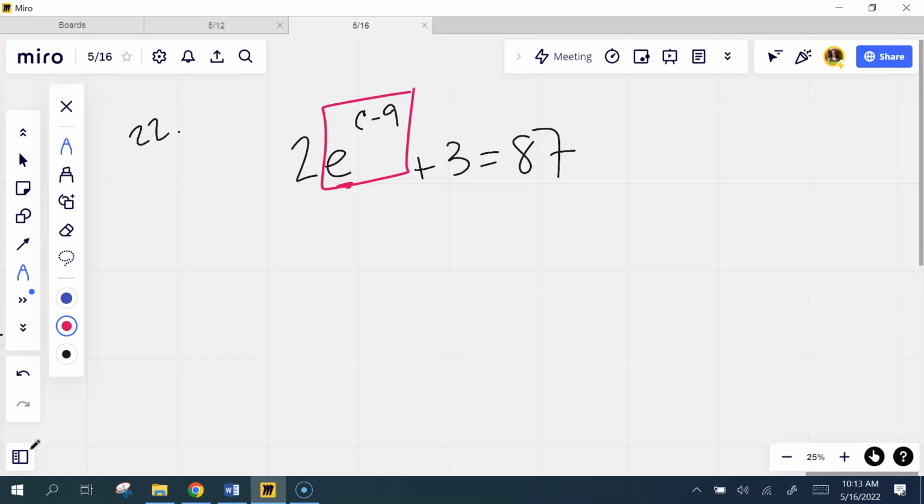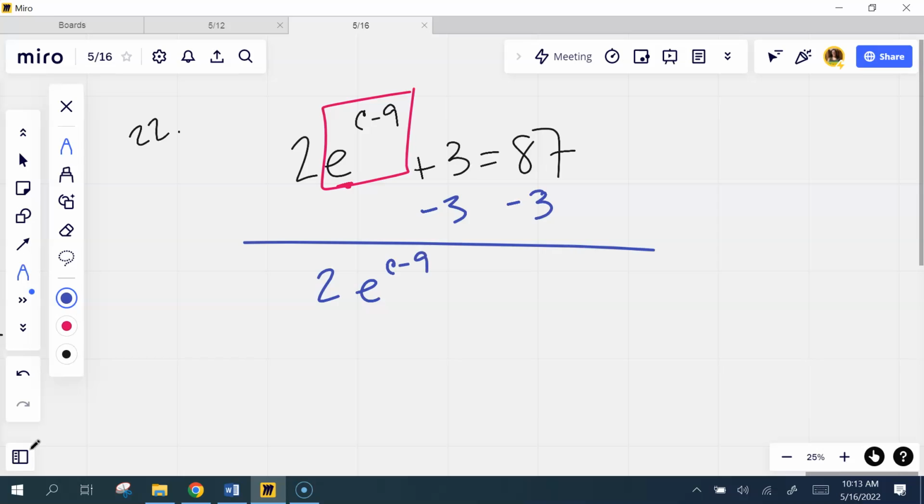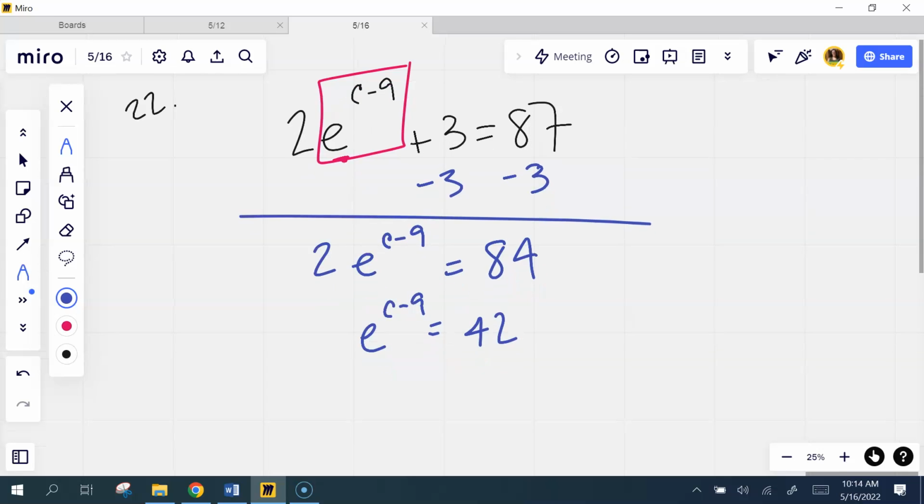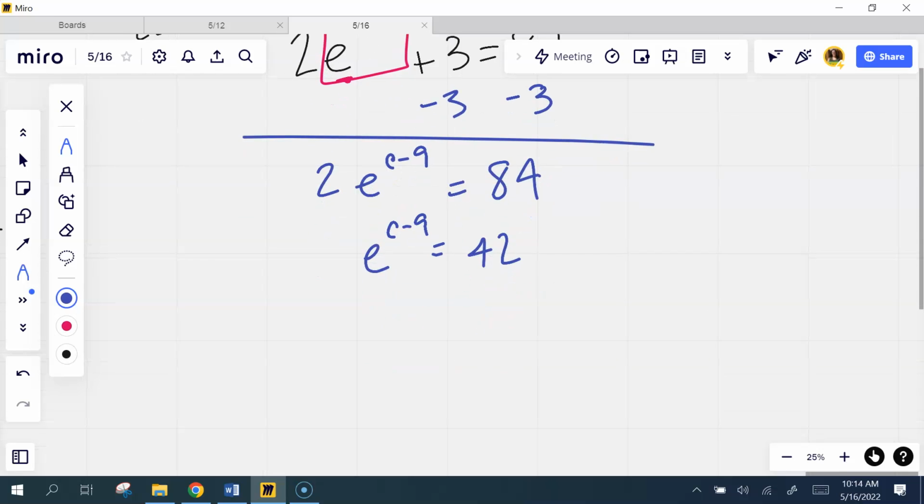Subtract 3. So I have 2e to the c minus 9 equals 84. What can I do now? Divide the 2 on both sides. So I have e to the c minus 9 equals 42. Now what do you do? Once you've got the exponential piece isolated, what do you do?